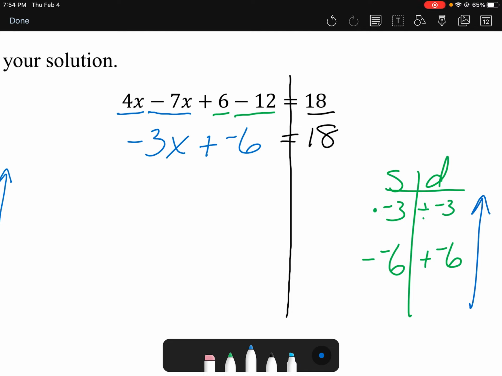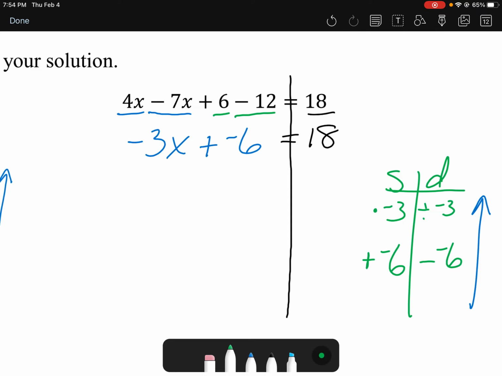I messed up. I'm adding -6 here, not subtracting. This should be plus, and this should be minus. Okay. Now the C-do table looks good.